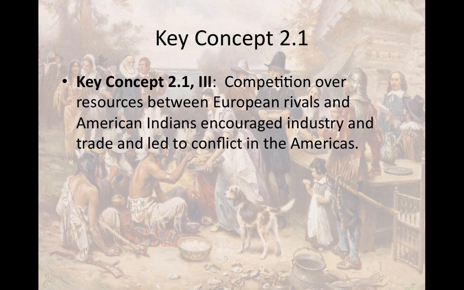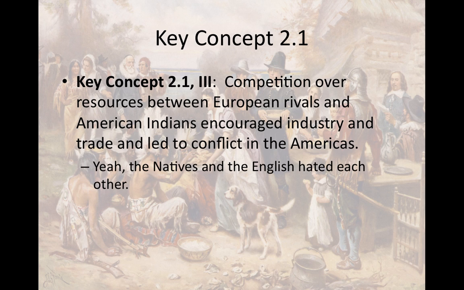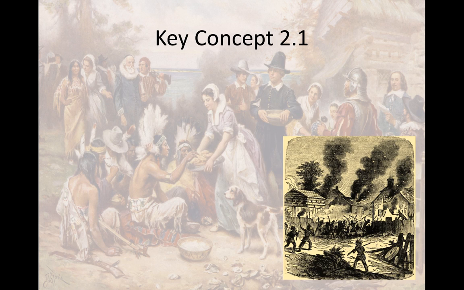Okay, so now to talk about key concept 2.1, Roman numeral 3: competition over resources between European rivals and American Indians encouraged industry and trade and led to conflict in the Americas. In other words, the natives and the English hated each other. There's no other way to really say it.